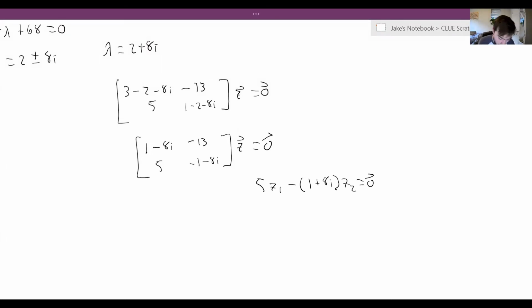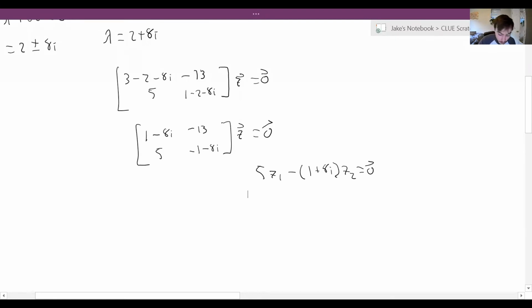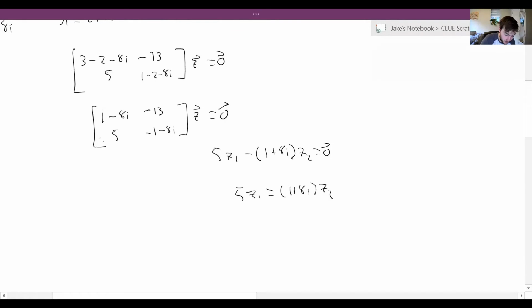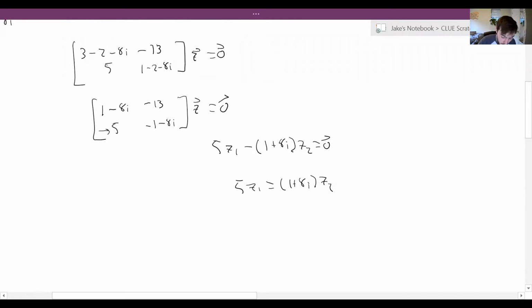Okay, I cheated a little bit and checked the written solution, but this totally makes sense. I also changed, we're looking at this part now. So this was a little silly of me. If you solve this, you get 5z1 equals 1 plus 8i z2. By the way, I'm just looking at this row. I pulled the negative 1 out. So when we subtract it out, you know that z1 is equal to 1 plus 8i z2 over 5.